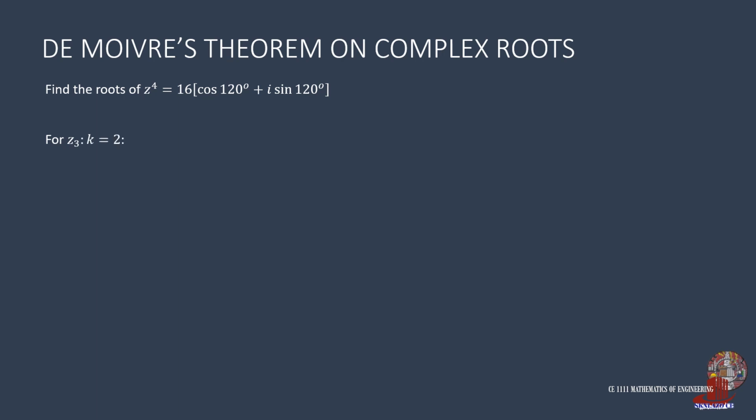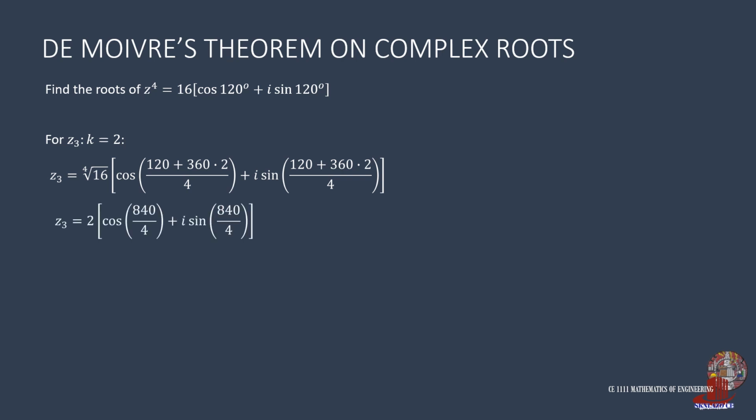For the third complex root, take k as 2. Plug this into the equation and have the fourth root of 16 times cosine of 120 plus 360 times 2 upon 4 plus i sine of 120 plus 360 times 2 all over 4. The modulus and argument then turn into 2 and 840 over 4, which is then reduced into z3 as 2 cosine of 210 plus i sine of 210 degrees.